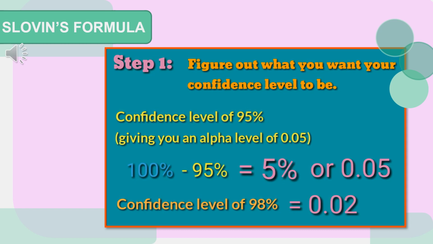Okay, that's it. Now, if we have, for example, a 98% confidence level, and then our alpha or margin of error is, what do you think? What percent? We will get a difference of 2%. Minus lang sa 100. Now, divide it by 100, and then we have 0.02. Now that's our alpha level. So I hope you are getting the flow.